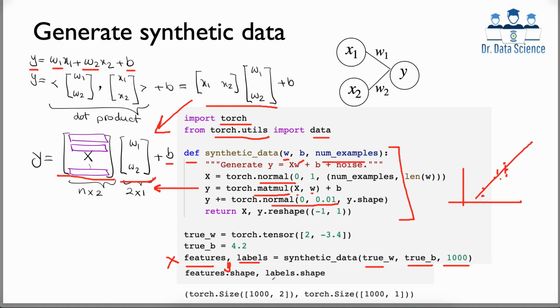So I can look at the shape. As you can see, my input data is 1000 by 2 because each sample has two features. And then the labels are 1000 by 1. So for each sample, I have one output value Y.